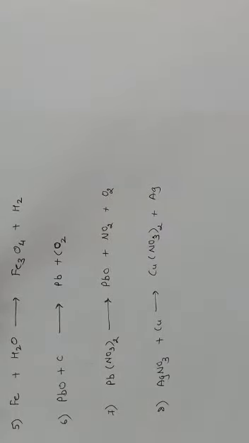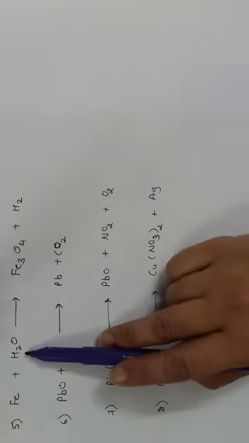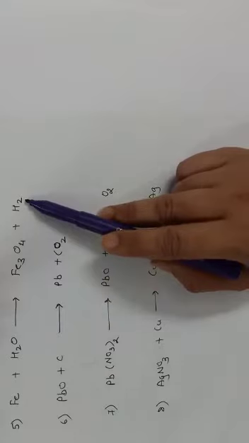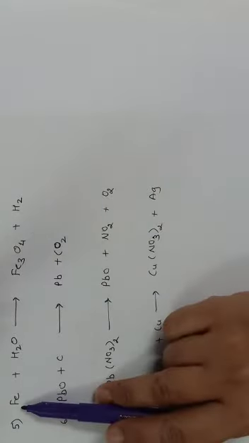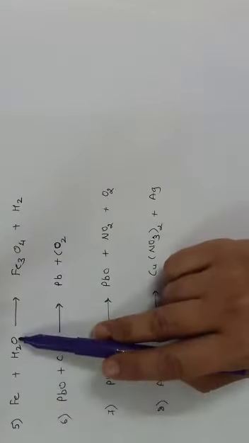Okay, so till now we have discussed very simple examples. Now we'll discuss some complicated examples. Iron reacting with water to give ferric oxide and hydrogen. There are again three elements: iron, hydrogen and oxygen.